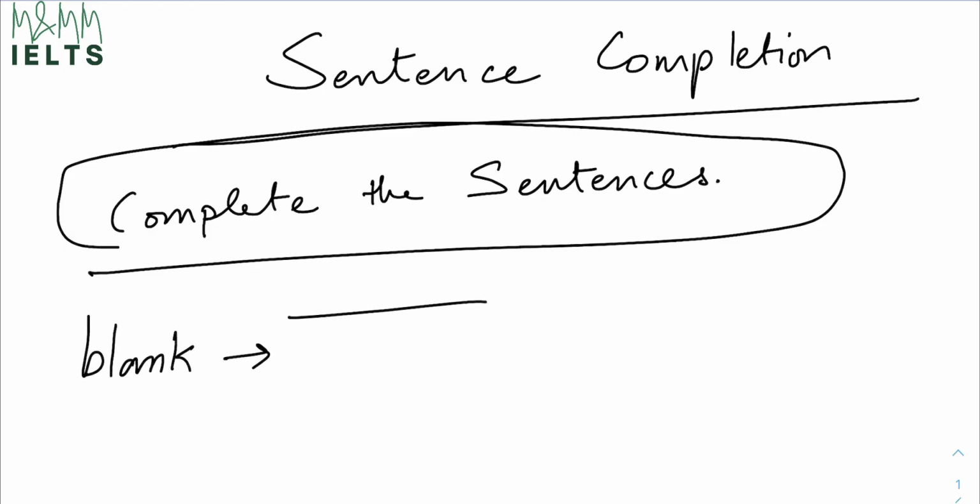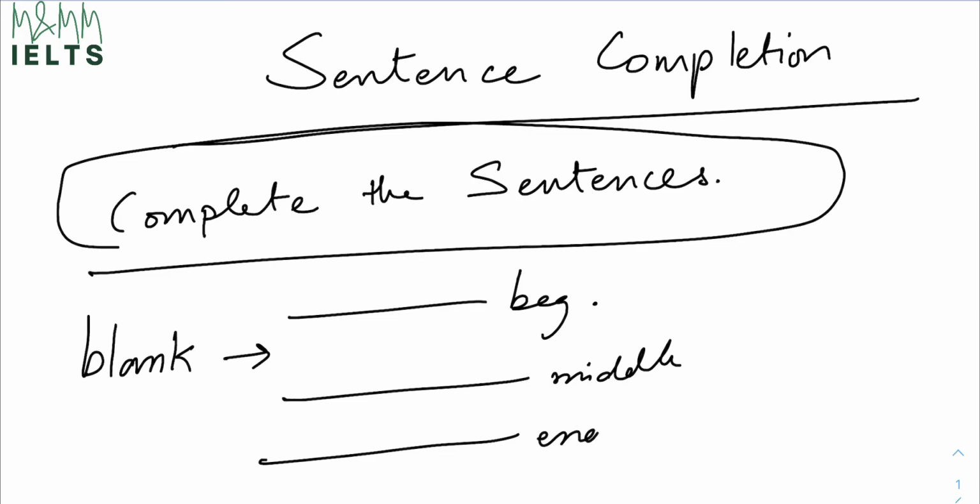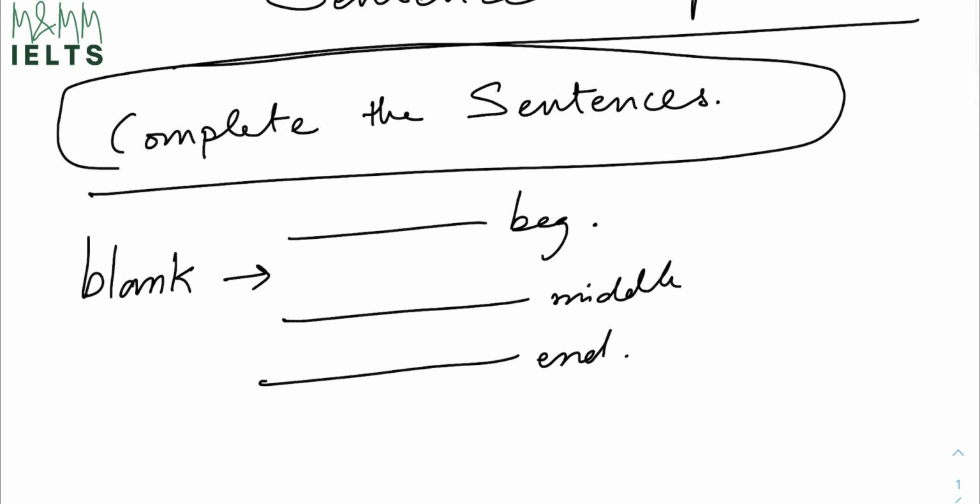So it can be at the beginning of the sentence, it can be anywhere in the middle, or it can be at the end of the sentence as well. So sentence completion doesn't mean that it has to be at the end, it can be anywhere. So please expect it anywhere in the sentence. Now, one sentence will have one blank only.